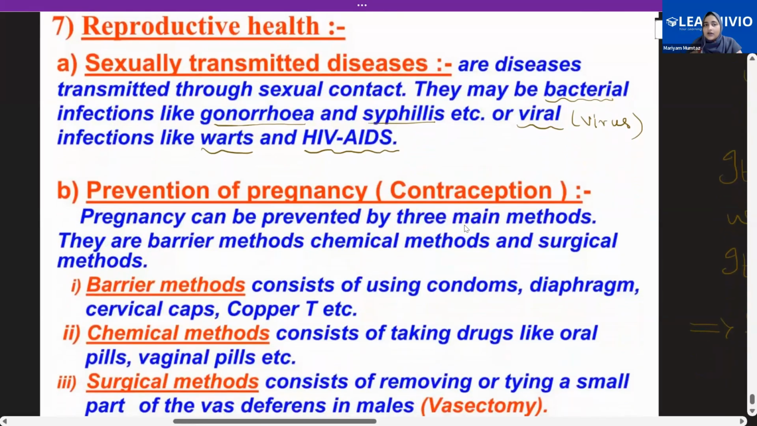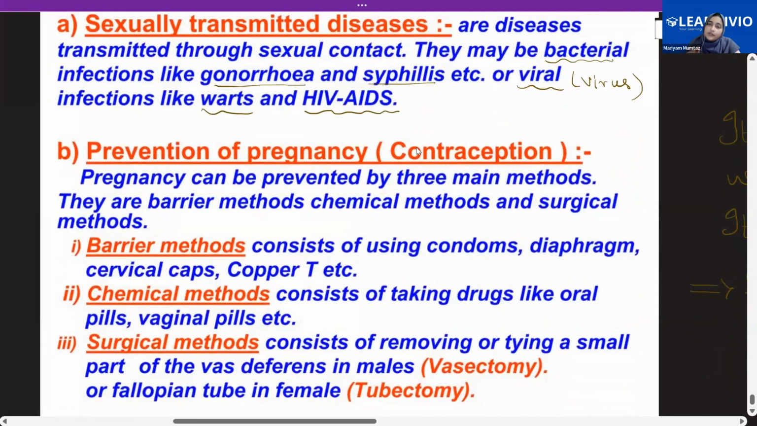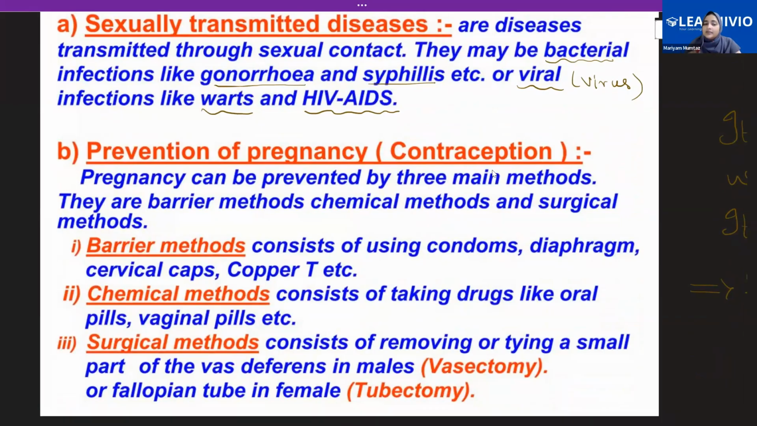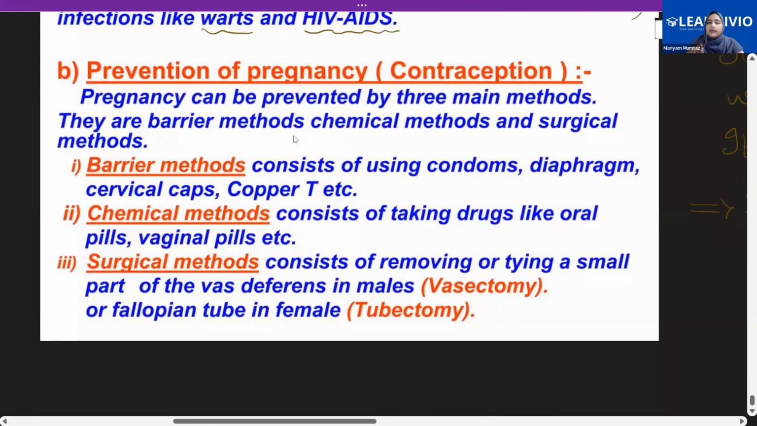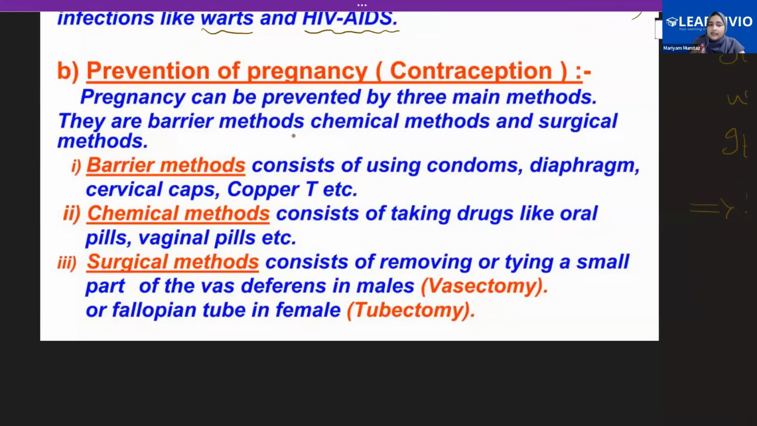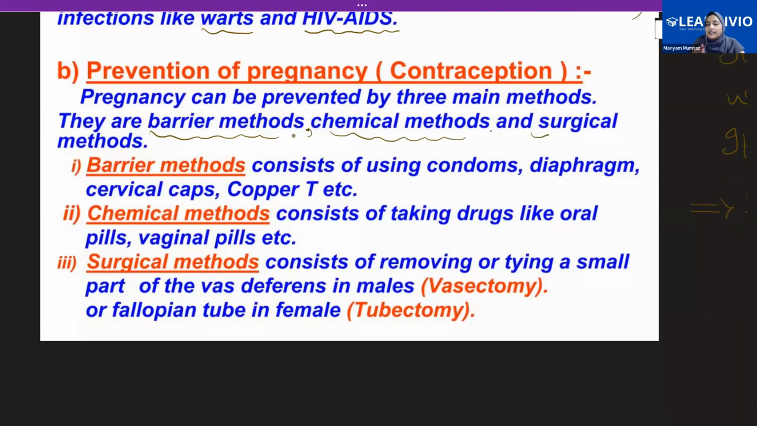Now, the second thing that comes along in reproductive health is the prevention of pregnancy. The whole phenomenon of preventing pregnancy is called contraception, meaning these are the ways that a couple could employ so as to avoid pregnancy. Pregnancy, meaning the fertilization of the egg and the sperm, can be prevented by three main methods. What are those methods? First, the barrier methods. Then the chemical methods. And the last one is the surgical method, which is also called the permanent method.